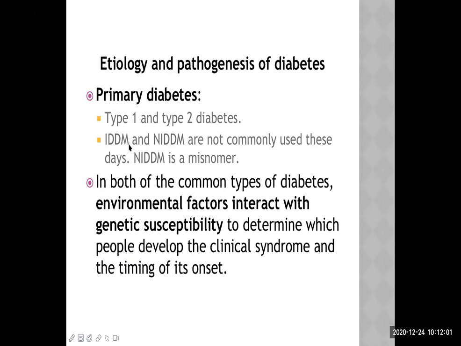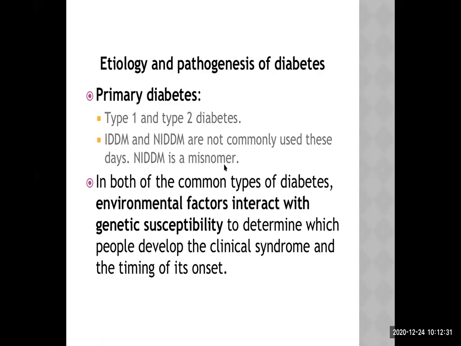Now, IDDM is a good term here. There is no confusion. This is insulin dependent diabetes mellitus. There is absolute deficiency of insulin in this condition, and without insulin, this patient is going to die. So treatment is insulin in this case. Whereas NIDDM is a misnomer. Now, can anybody tell me why it is a misnomer? Why it is not a good term for type 2 diabetes?